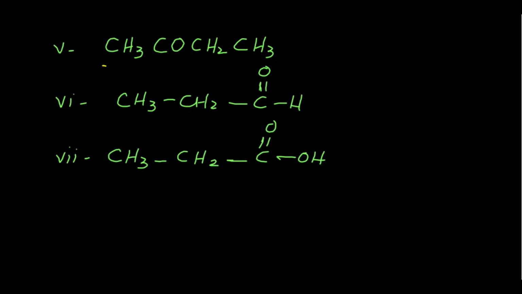Now some more compounds are given. We will see what the nature of these compounds is. Here we will write their general formula. The first CH3 group is an alkyl group. It is attached with CO, that is the carbonyl group, and again with the carbonyl group we have an alkyl group. We write this general formula in proper form.